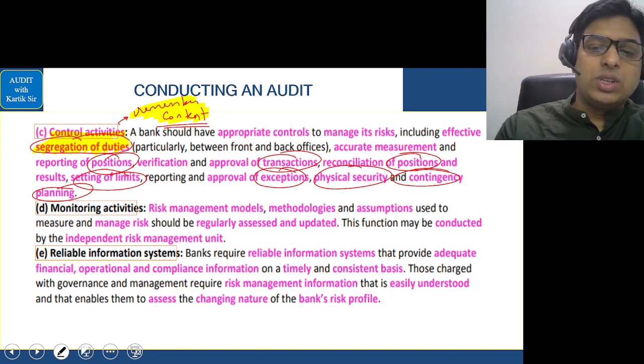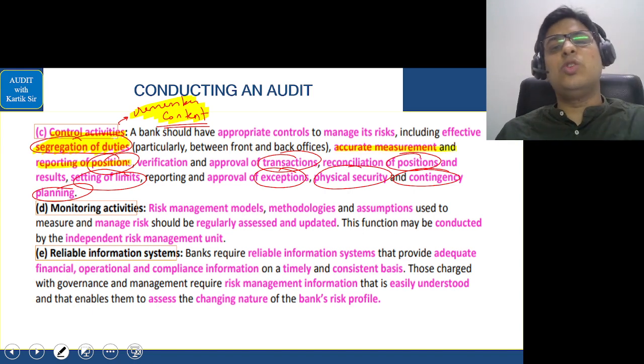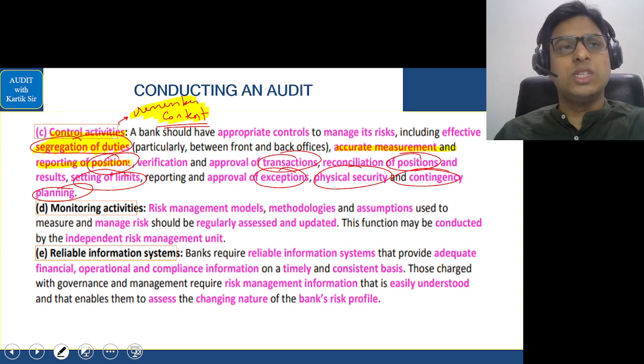Second is reporting on positions. See, accurate measurement and reporting of positions. That can be in relation to the loan positions. Okay, the loans that the bank has given, how much of the loan is turning into NPAs, how much of the loan is being paid on time, how much of the loans has come for renewal purpose or extension purpose. For all those things, the auditor will check.